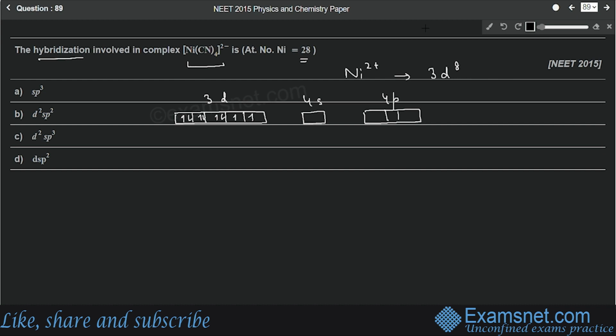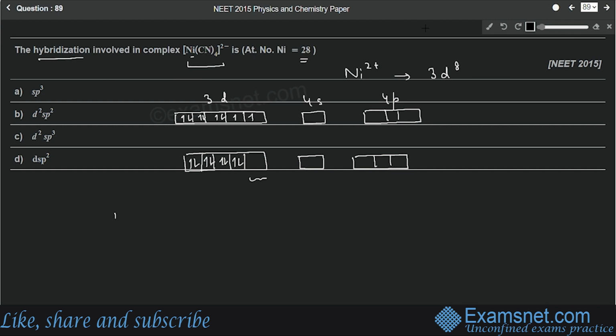But here nickel is attached to cyanide, and cyanide is a strong field ligand. So due to the strong field ligand, the pairing of electrons will take place in the 3d orbitals. It will be something like this: 5 orbitals are there, so all the electrons will be paired up. So only one d orbital will be left. Then one 4s orbital will be left, and all the p orbitals are also empty.